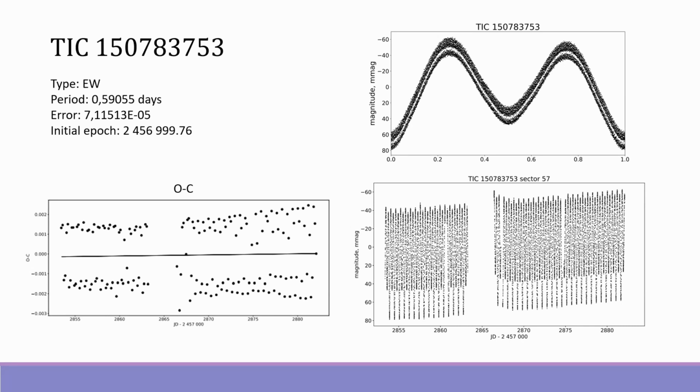As its primary and secondary minima have no big difference in depth, the property of the phase curve indicates that these two components are in contact and transfer mass and energy through the first Lagrange point, as the period of the stellar system is approximately 0.59 days. It probably places this eclipsing binary in a subclass of EW type.